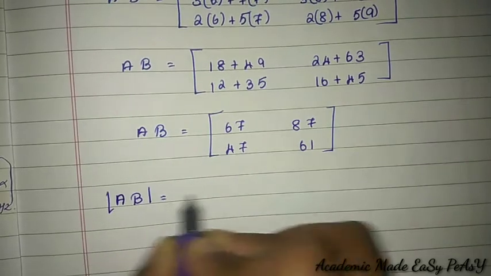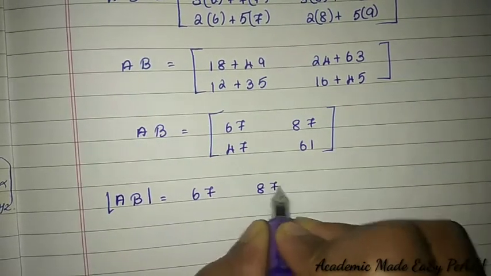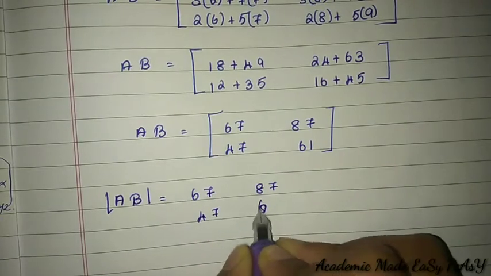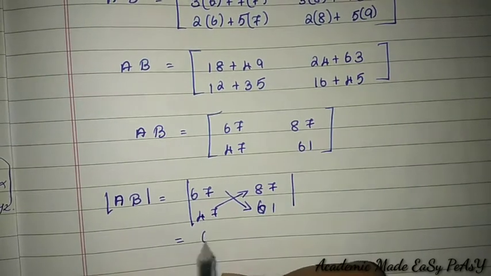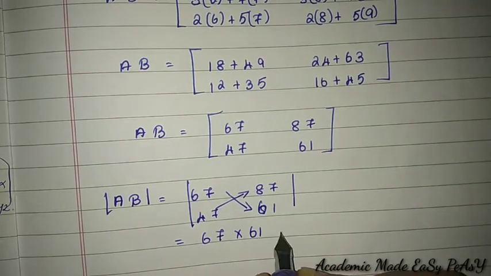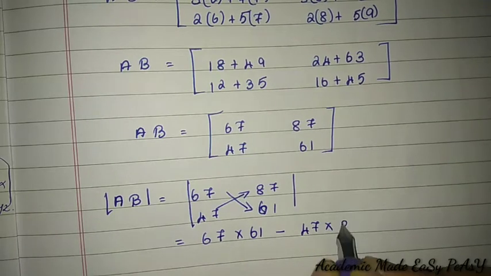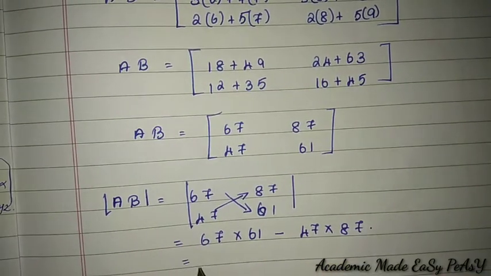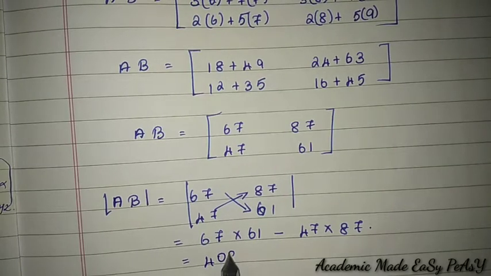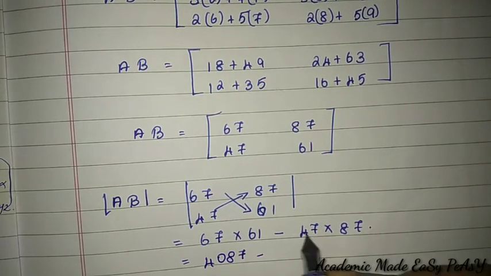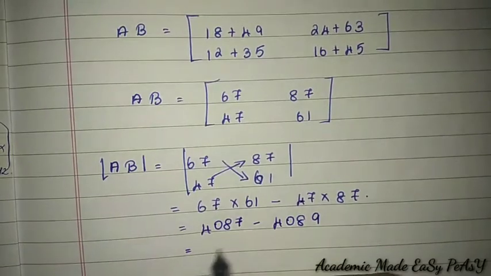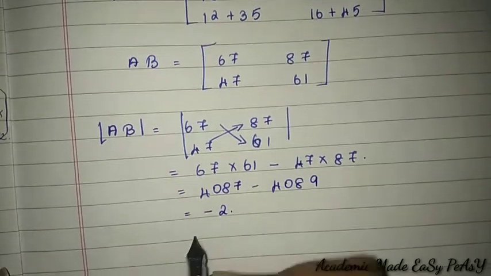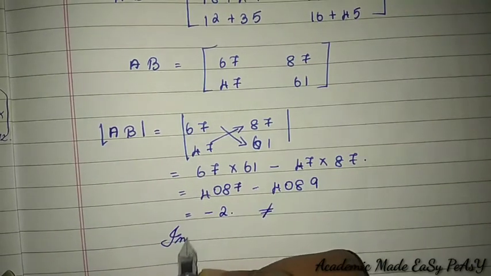So determinant AB is equal to the determinant of 67, 87, 47, 61. So I will be using the cross method. So 67 into 61 minus 47 into 87. 67 into 61 is 4087, minus 47 into 87 is 4089. So what is the answer? Minus 2. So since it is not equal to 0, the inverse exists.